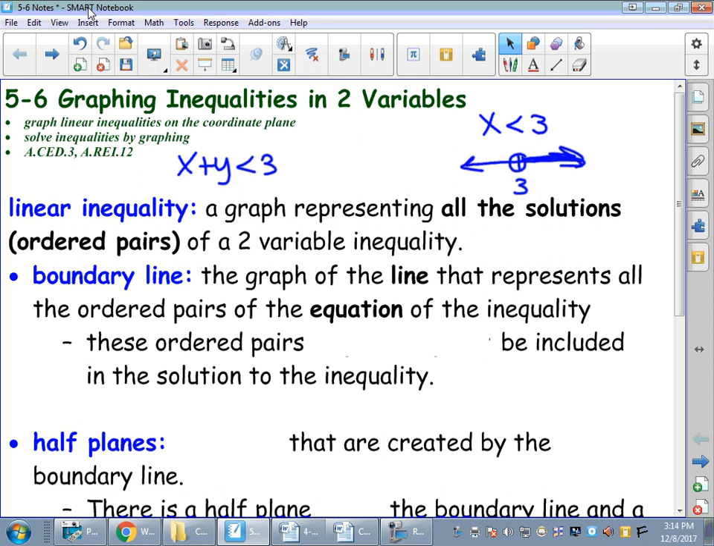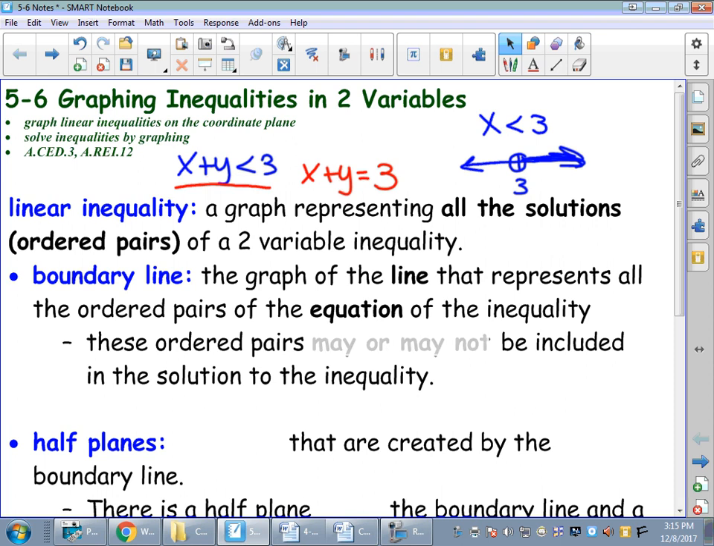There's a boundary line, and that's actually the equation of the linear equation. That's the actual ordered pairs that would fall where they would equal the number. So in the example that I wrote down up above, the boundary line would be the boundary line of the equation x plus y equals 3. So those are all the ordered pairs that would satisfy that equation.